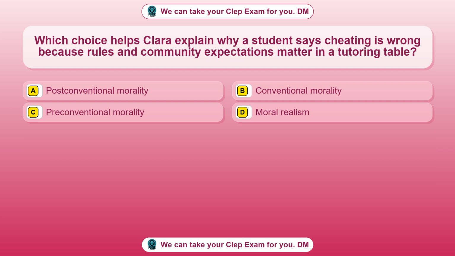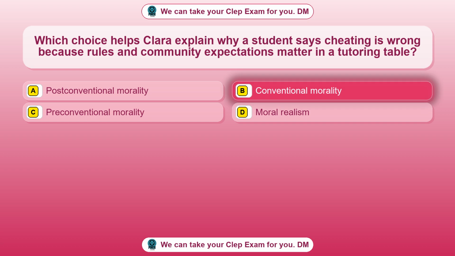Question 21. Which choice helps Clara explain why a student says cheating is wrong because rules and community expectations matter in a tutoring table? Option A, post-conventional morality. Option B, conventional morality. Option C, pre-conventional morality. Option D, moral realism. The correct answer is option B.